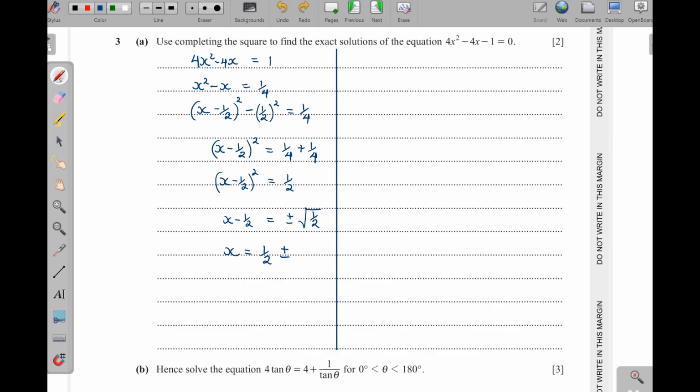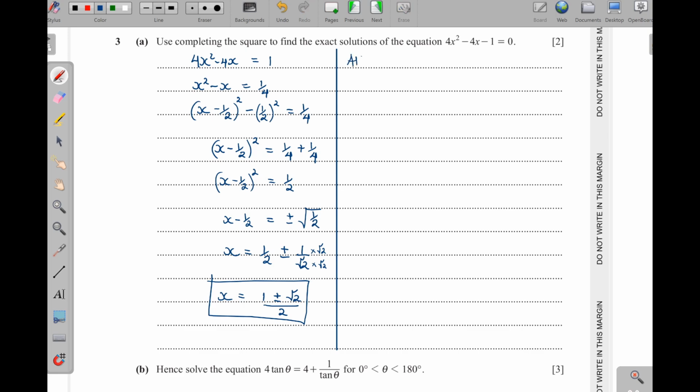This one I can write as 1 over root 2, or root 2 over 2, because I can multiply this one by root 2, and then this one by root 2. Okay, then root 2 times root 2, you get a 2. Then you see it is root 2 over 2. So meaning I can have my answers as 1, then plus or minus root 2 over 2. And that is that. They said exact solutions. So one is 1 plus root 2 over 2. Then the other one is 1 minus root 2 over 2. So that is what we have.